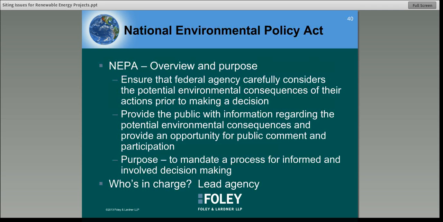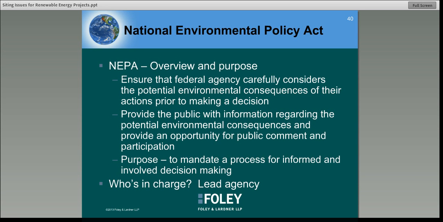So first, we're going to start with the National Environmental Policy Act, or NEPA, as it's called. The purpose of NEPA was to create a process for informed and involved decision-making. There are really two big elements to NEPA. The first is that it's supposed to ensure that federal agencies carefully consider the potential environmental consequences of their actions prior to making a decision and prior to making a commitment of any type of federal resources. The second really important element of NEPA is that it provides the public with an opportunity to be involved and participate by providing them with information and also opportunities for participation.